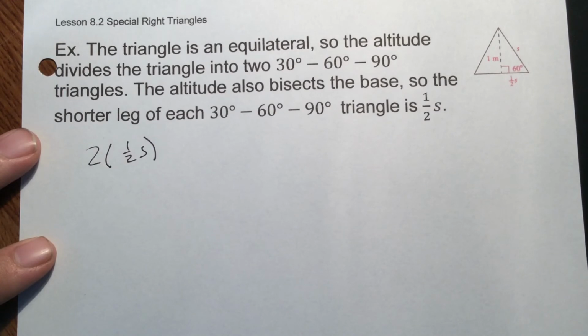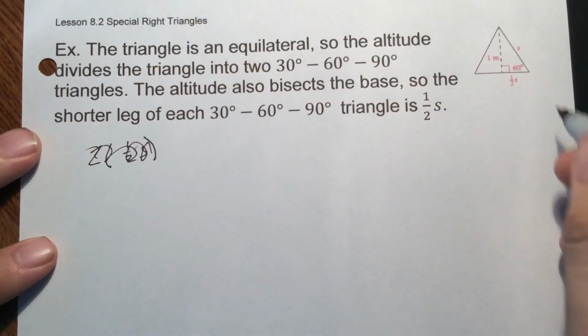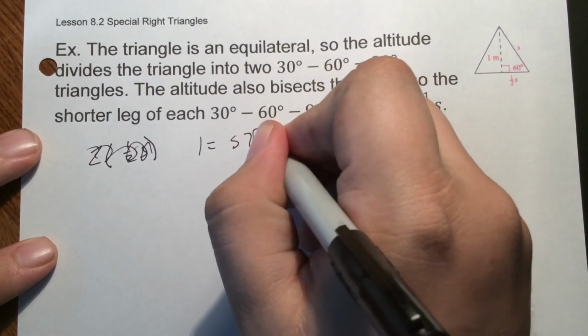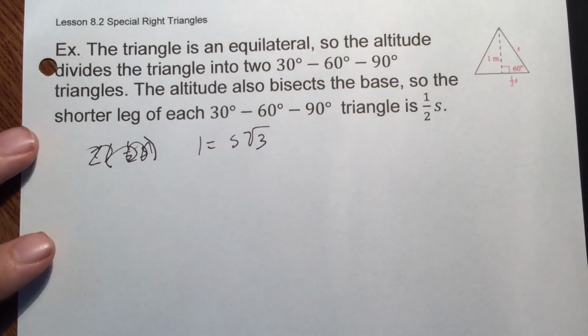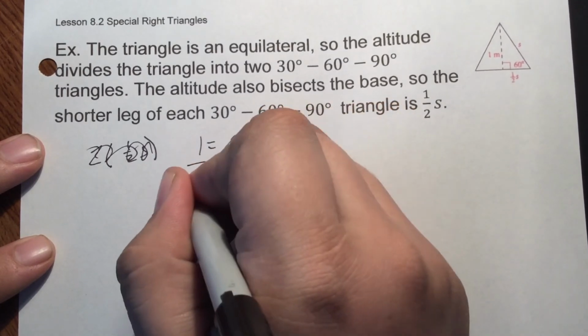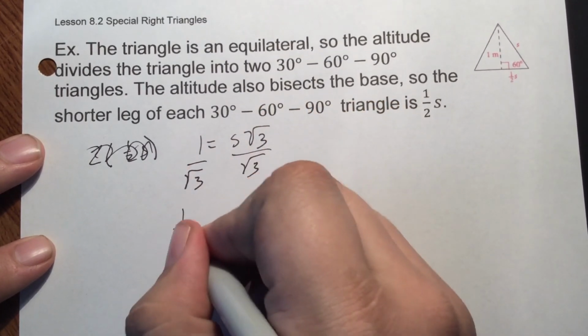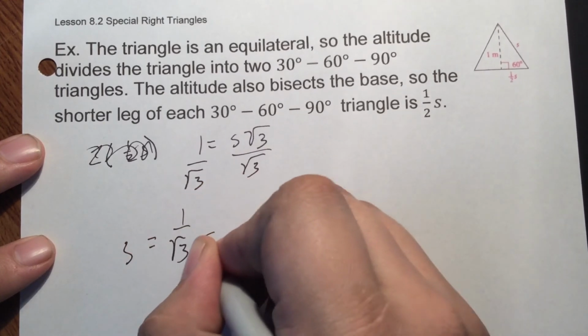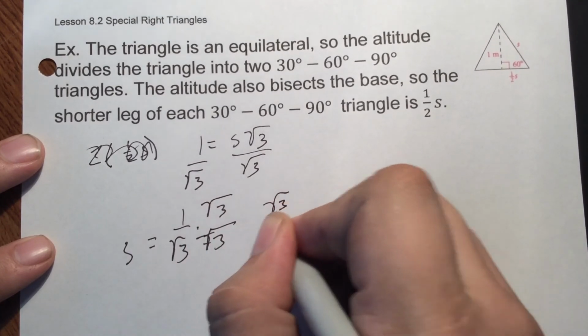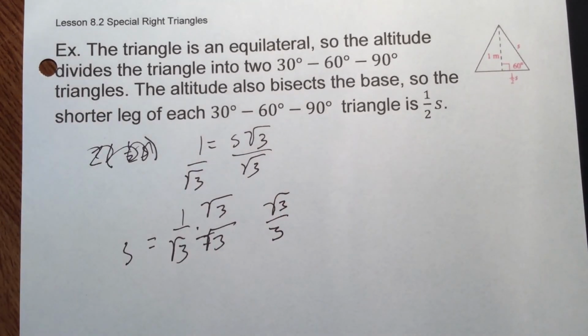That route does not help us at all. However, we do have the side of 1 here, so 1 is going to end up equaling our s square root of 3. So, to get s by itself, divide by the square root of 3. 1 over the square root of 3 is equal to our s, so rationalize it. So square root of 3 over 3 would equal s.